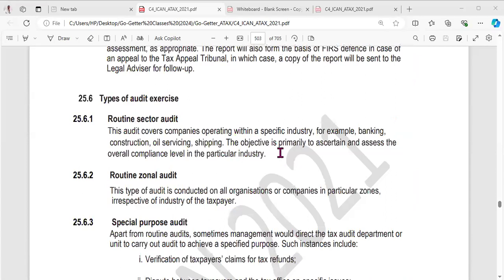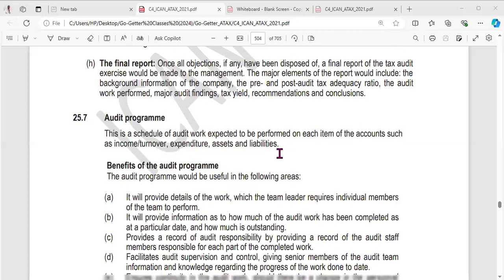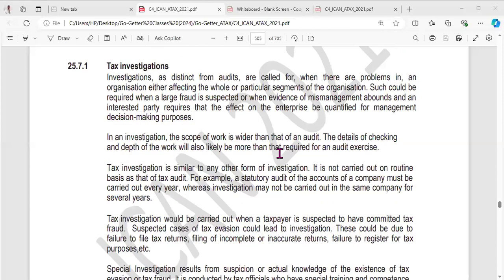Now let's go to the tax investigation. Tax investigations are different from audits, and they are called for when there are problems in the organization affecting the organization as a whole or a segment of the organization. Such could be required when there is a large fraud suspected, or when there is evidence of mismanagement, and maybe a third party blows a whistle and the tax investigation is being done.